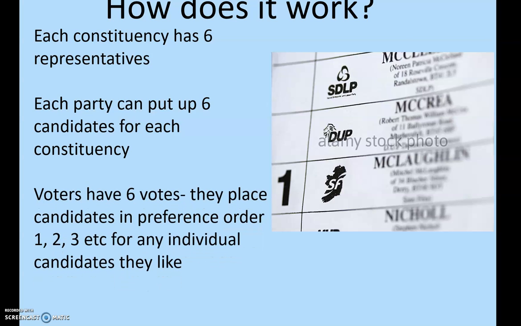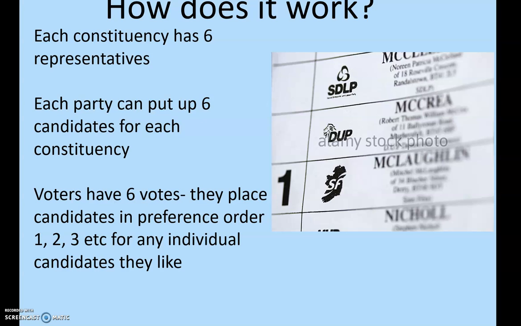And the voters have 6 votes, and they vote in order of preference, 1, 2, 3, 4. So the candidate they like the most, they put number 1 by. The one they like the second best, they put number 2, 3, 4, 5, 6. So it means that unlike the AMS system where you vote for a political party, and if you don't like one of the candidates, it's tough, with this system you could, if you wanted to, put all 6 votes behind all 6 candidates for one party.